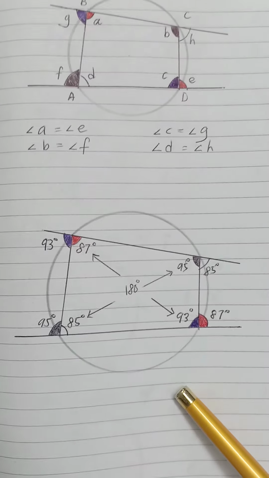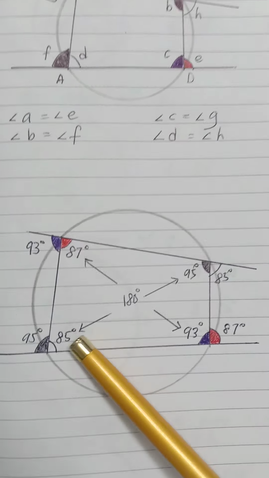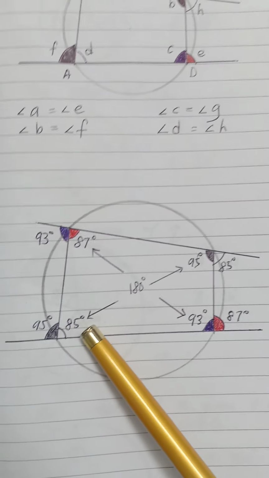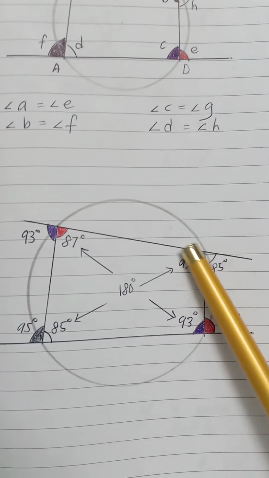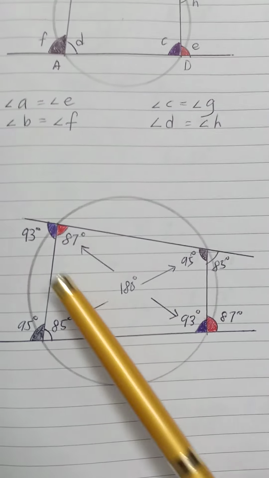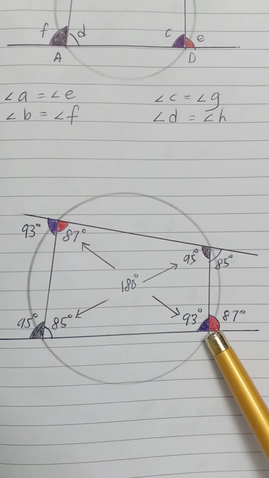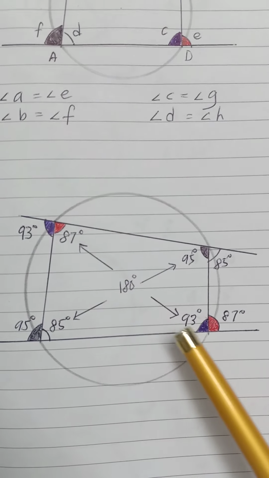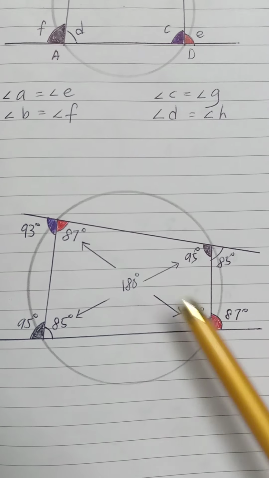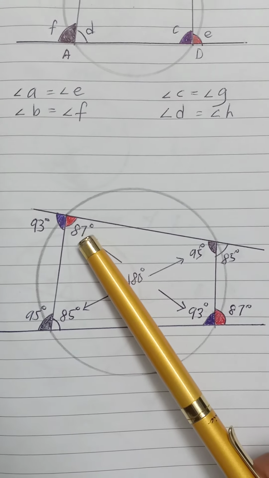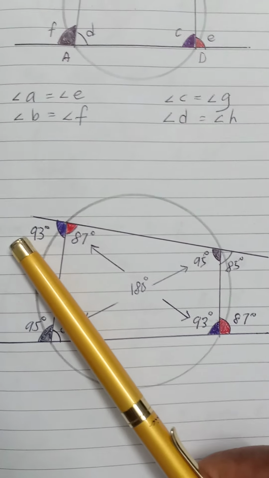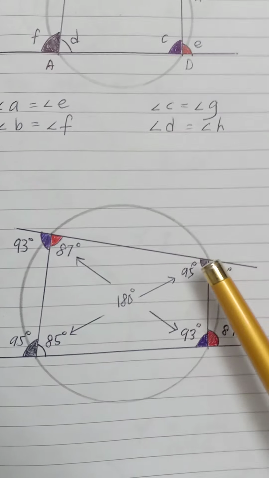Take a look at this one to understand the property. Let's say this is 85, this is 95, gives you 180. But this 85 over here, since it's a straight line, 180 minus 95, this is 85. The same thing, this is 87, this is 93 to give you 180. But 180 minus 93 gives you 87. So this is 87, interior opposite 87. Can you see the connection? Same way, if this is 93, this is going to be 93. If this is 95, this is going to be 95.